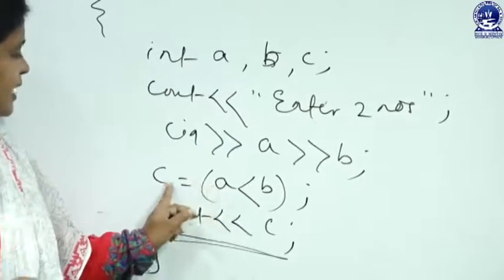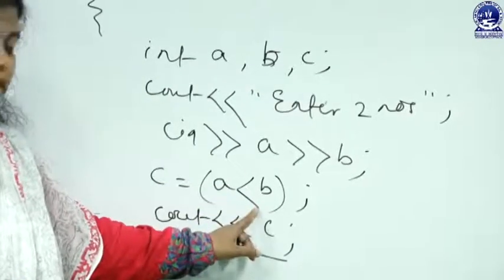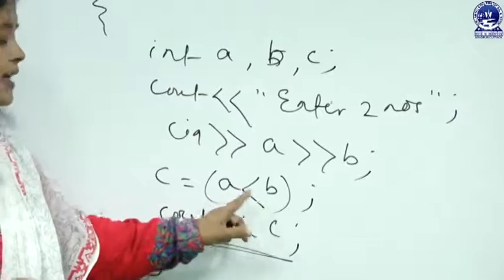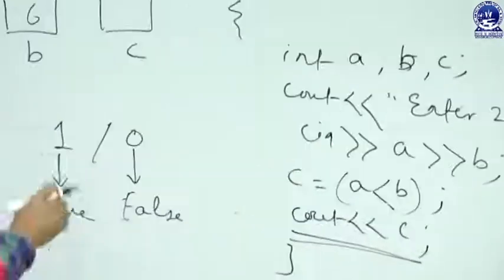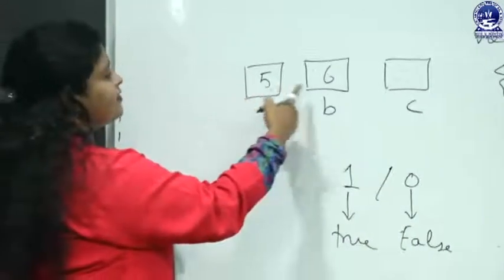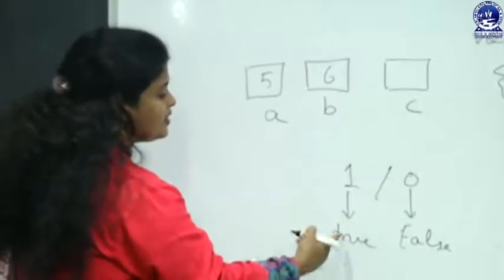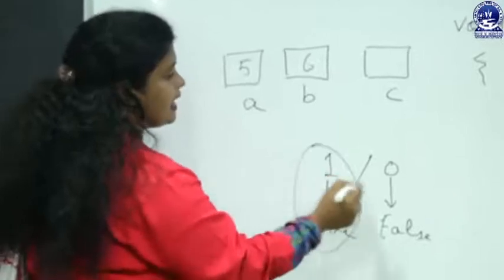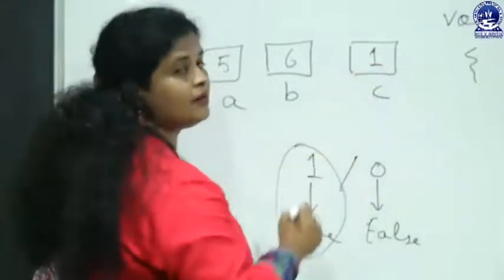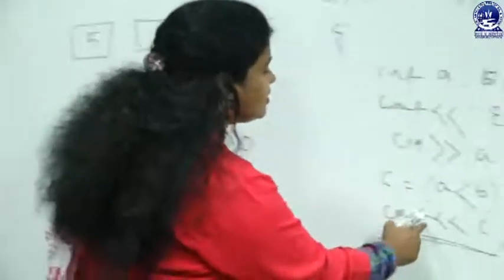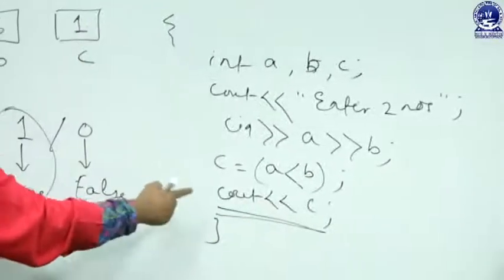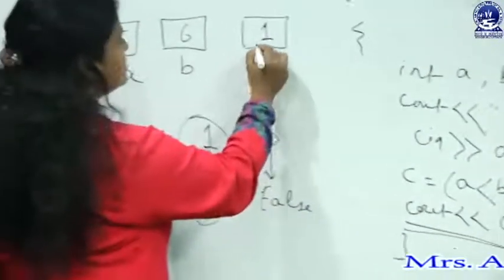no problem. Then C equal to A less than B. When it compares A less than B, yes, it is true. A value is 5, B value is 6, yes, A is less than B. So, it will return true, and now C will contain 1. cout C. When you display cout C, you will get 1.